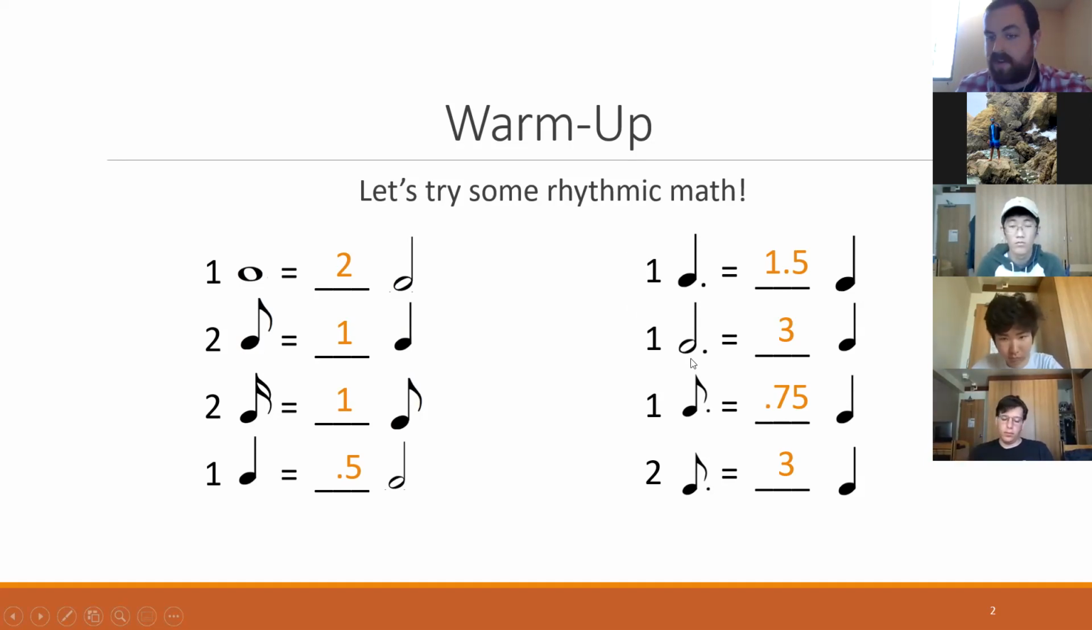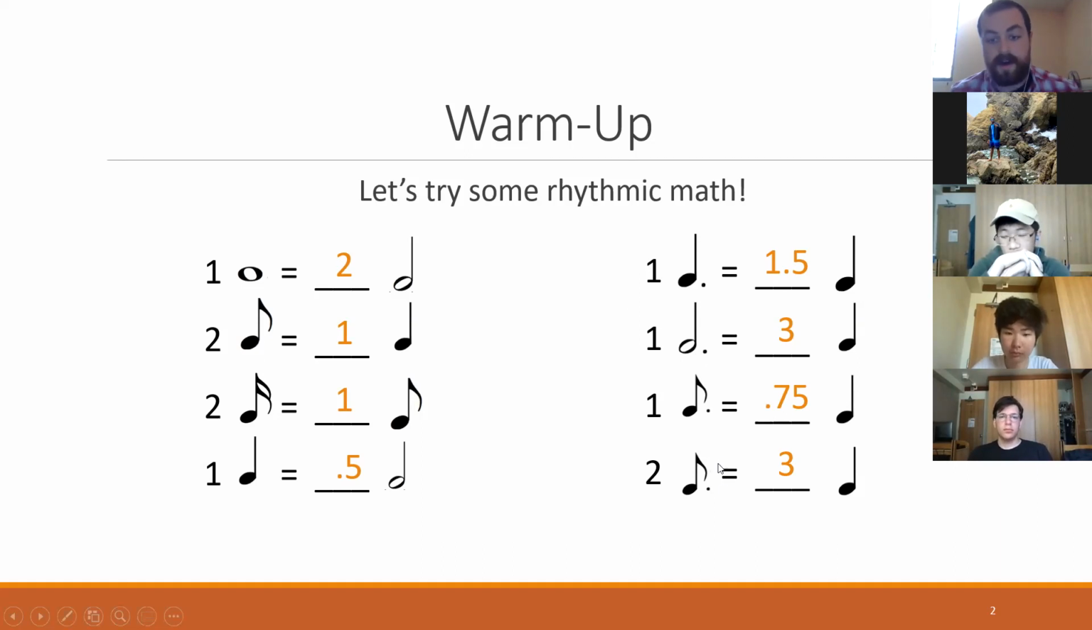Now, this is tricky and will become particularly useful later in the week. If we dot a half note, but then think of going a level below, it's not 1.5, it becomes 3, because a half note is equal to 2 quarter notes, and half of a half note is 1 quarter note. 2 plus 1 gives you 3.